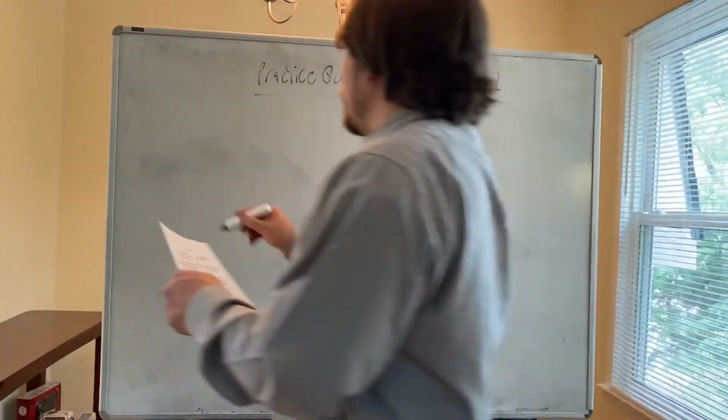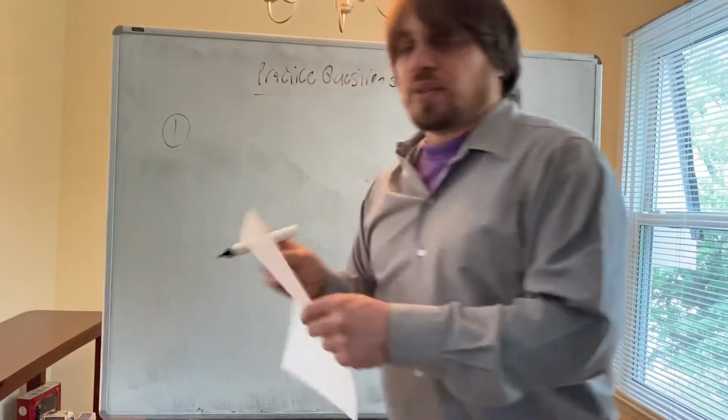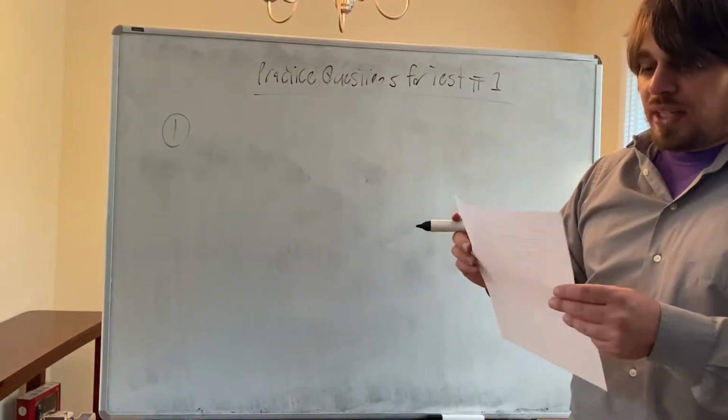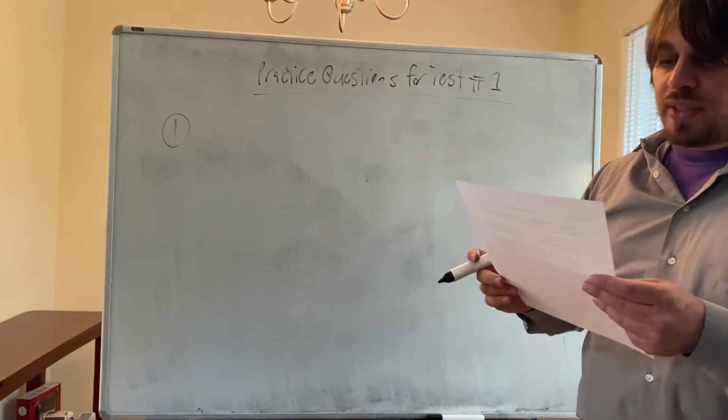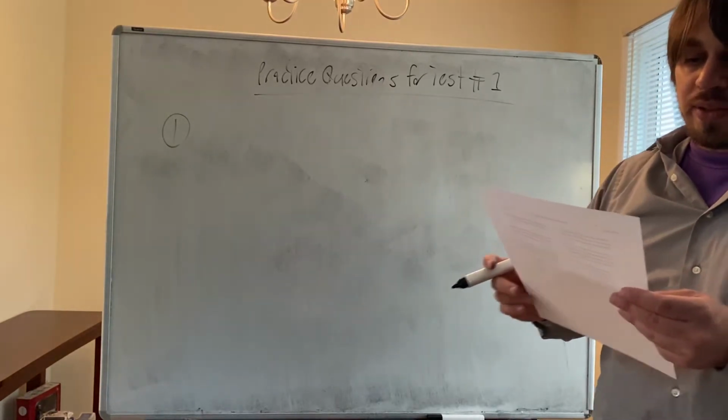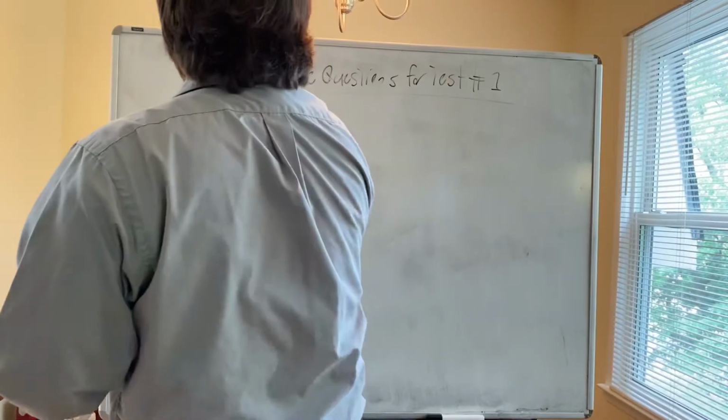Okay, so number one. You should refer to the sheet I gave you during this. Number one is to find a sample space S for the following experiment: toss a coin 3 times and record the outcome for each toss.